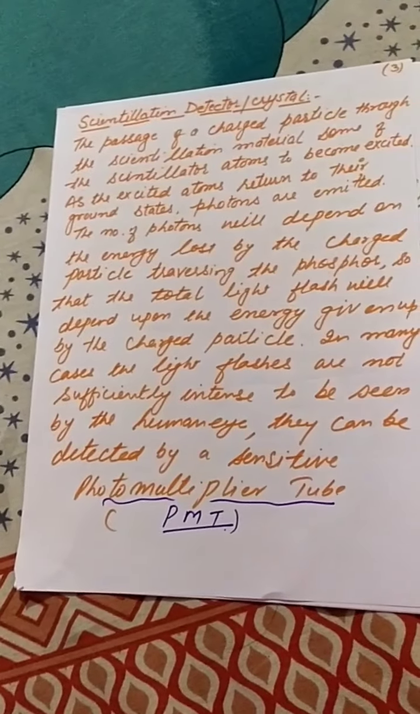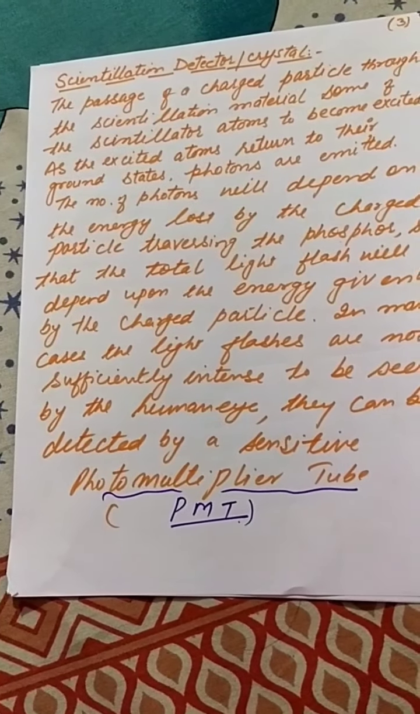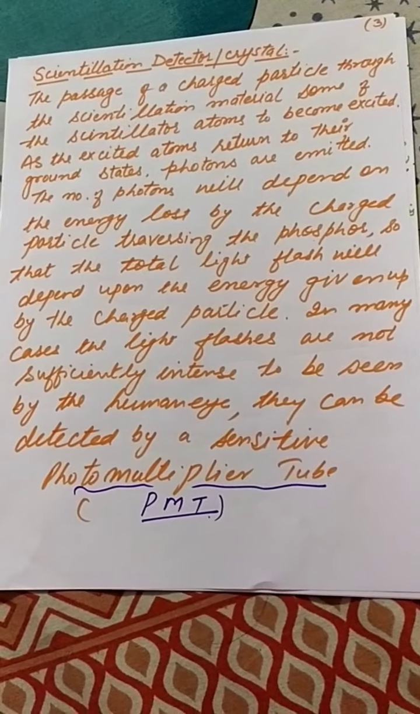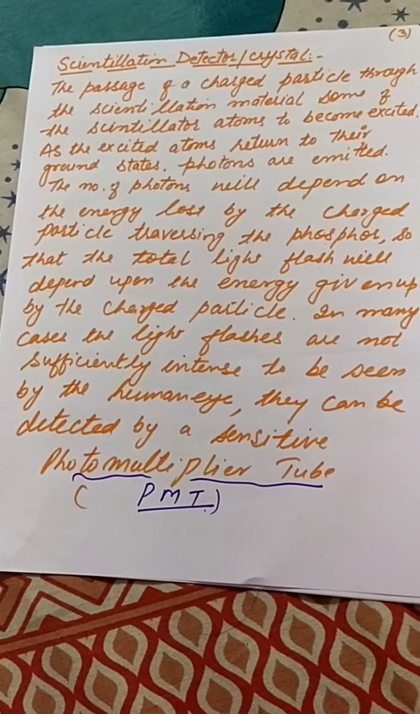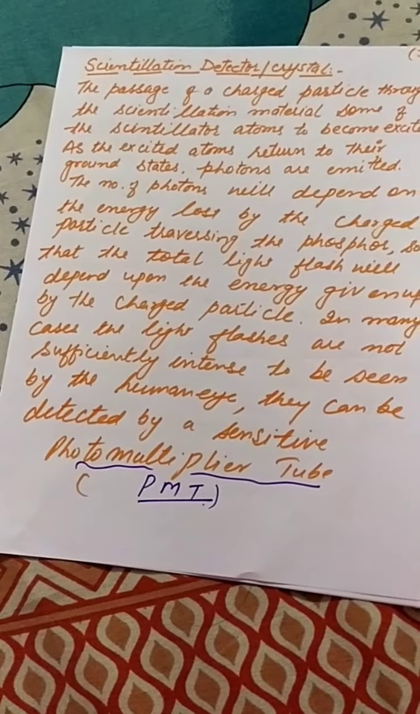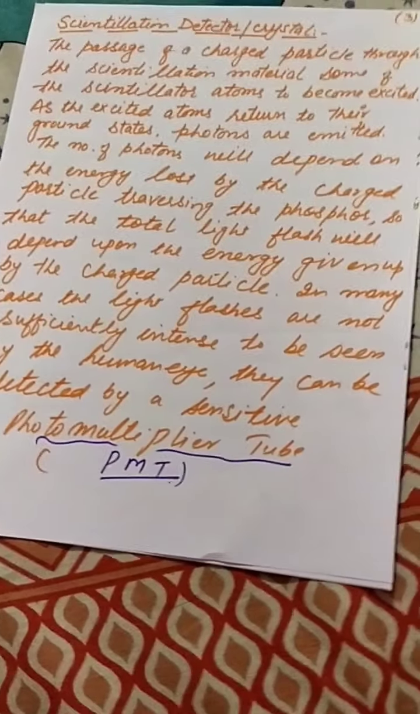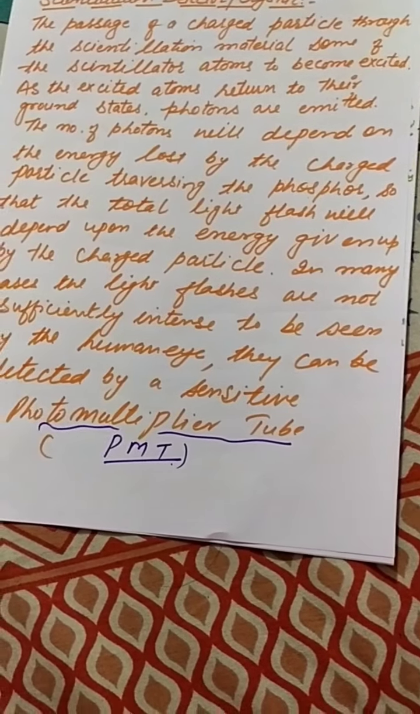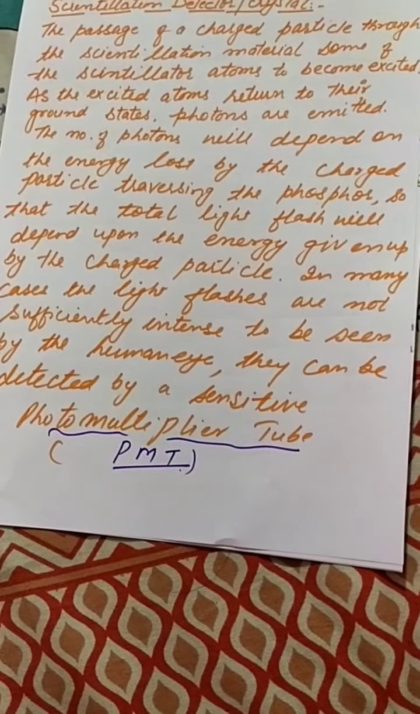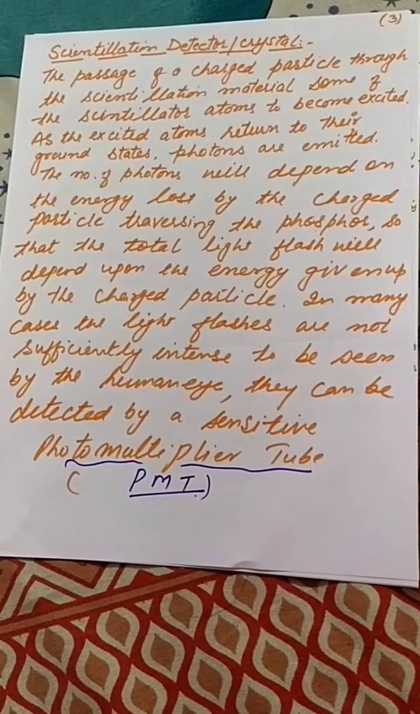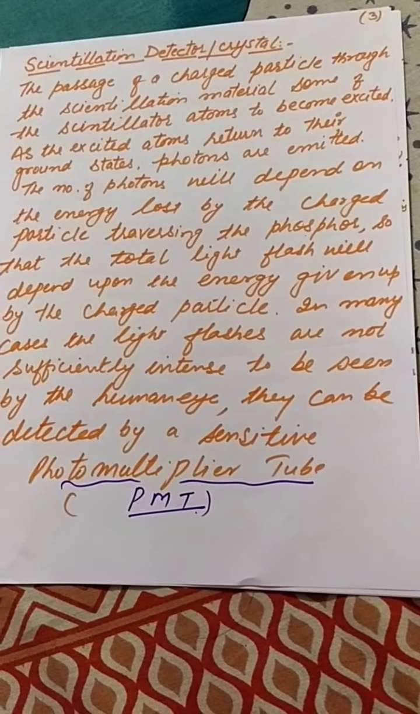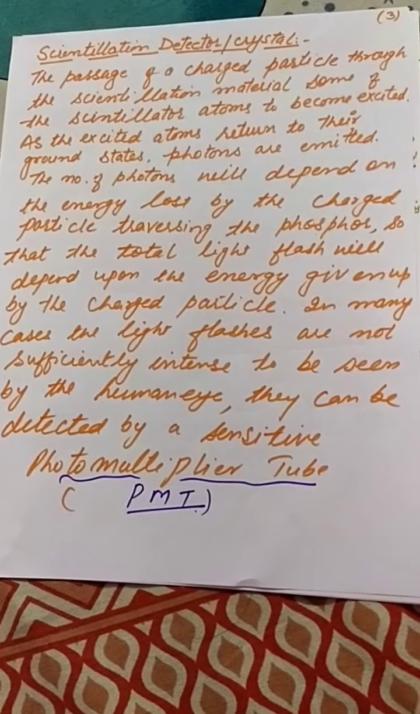Next is liquid scintillators. In these detectors, the scintillator material is dissolved in a certain suitable liquid. In some applications, a radioactive source is thoroughly mixed with the liquid scintillator. These detectors are mostly used to count very low activities, especially beta particles.